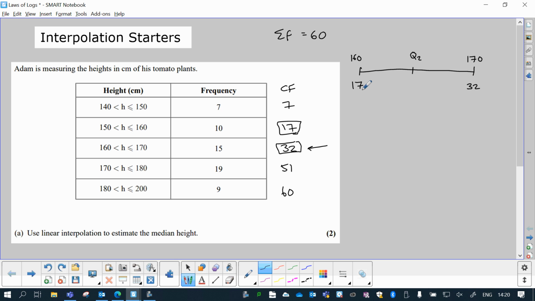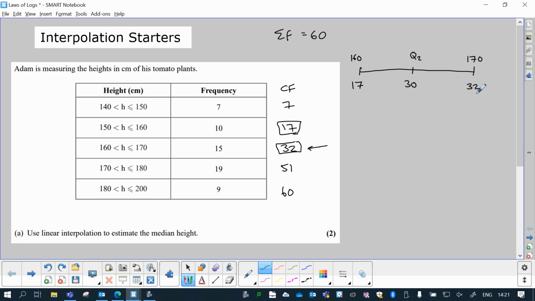Now, somewhere in between the 17th value and the 32nd value is our median, which is at the 30th value. Straightforward. Now, just looking at that line, if we're looking at the 30th value, the upper limit here is the 32nd, and it starts at the 17th. Do you think the median is going to be closer to 160 or 170?